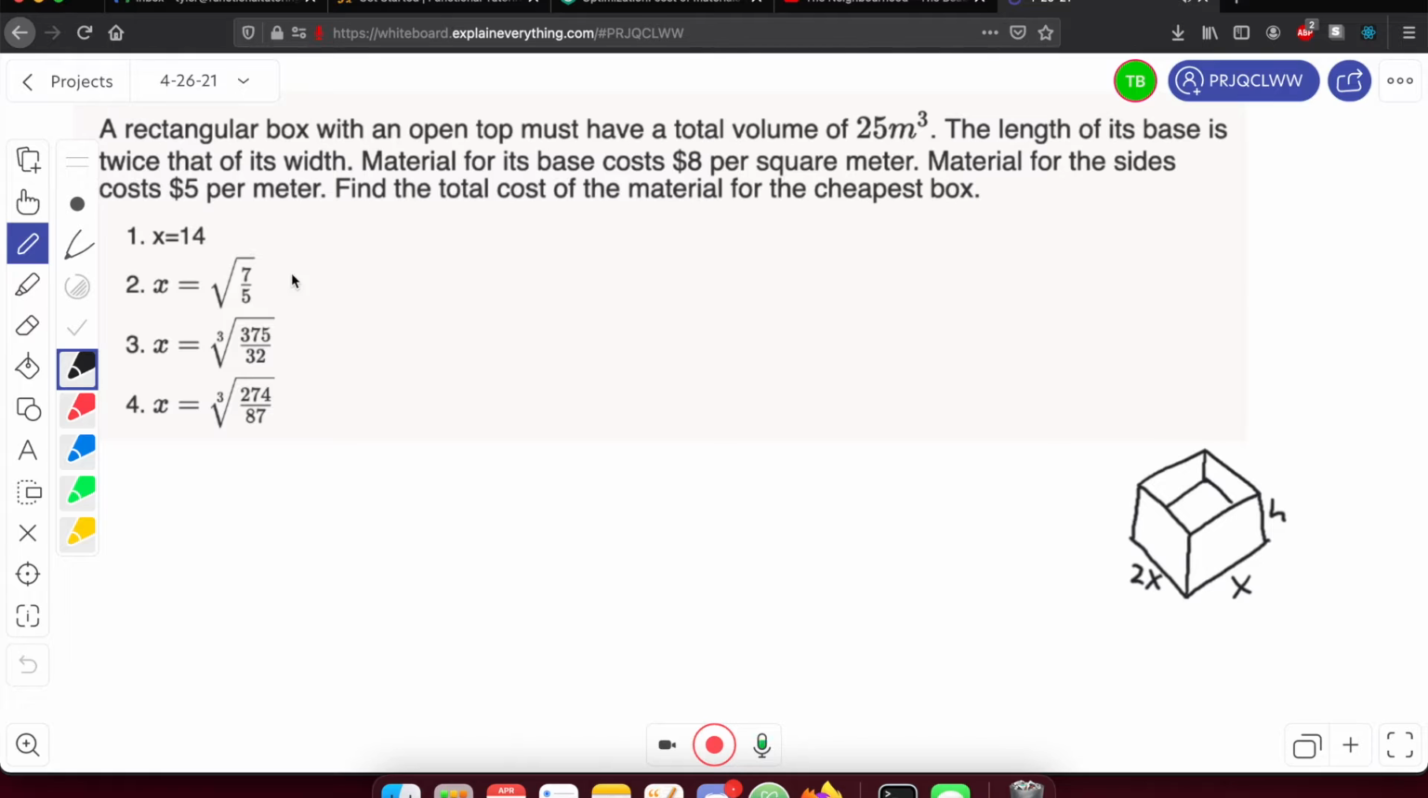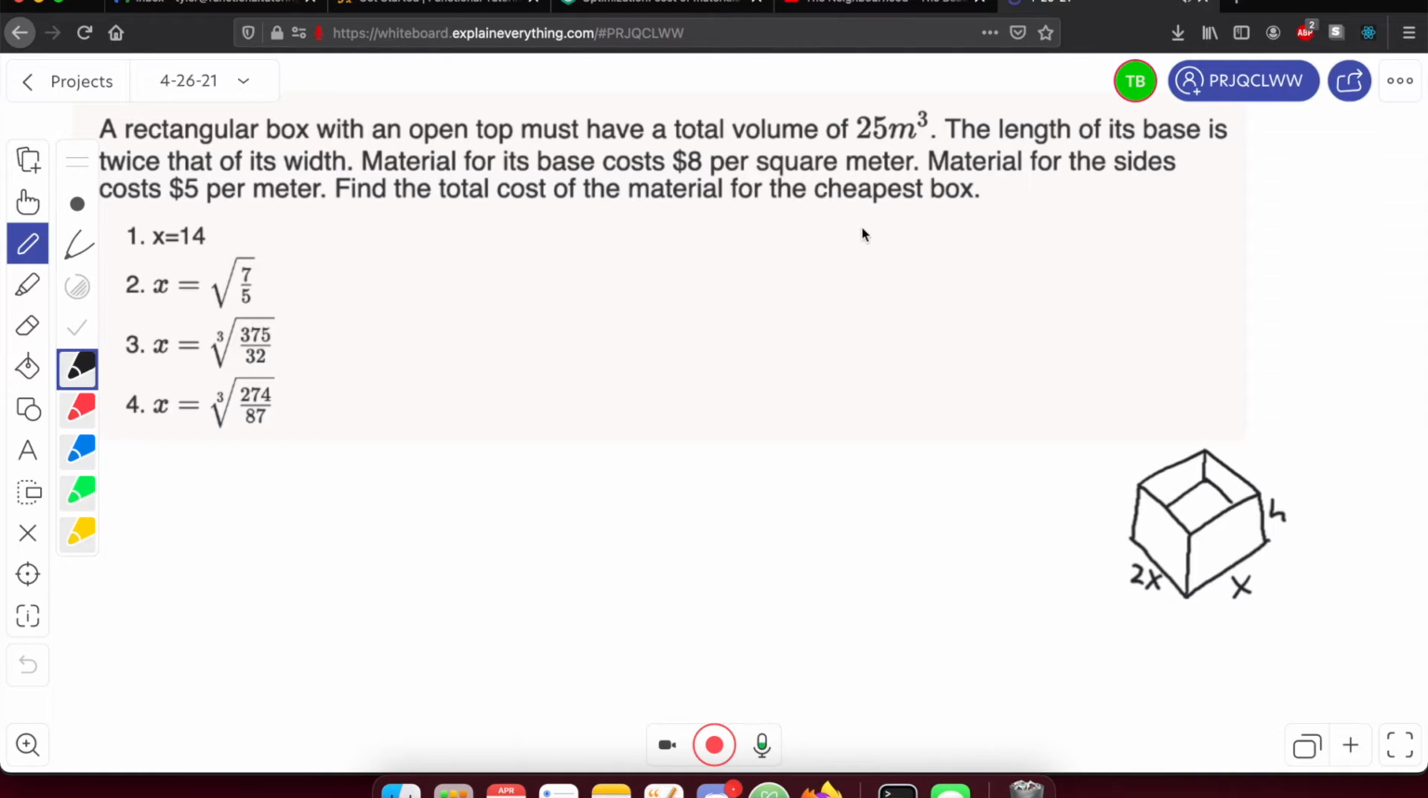So for this problem, we are going to solve this. A rectangular box with an open top must have a total volume of 25 cubic meters. The length of its base is twice that of its width. Material for the base costs $8 per square meter. Material for the sides costs $5 per meter. Find the total cost of the material for the cheapest box.